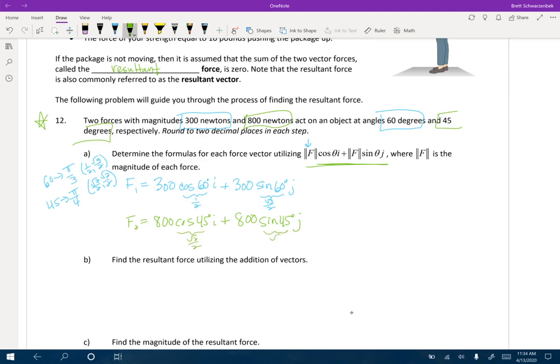All you have to do basically is do the math for this. So we're going to get 150i plus 150 root 3 j for our first value. And for our second value, in green, we're going to get the same value for both, 400 root 2, for both components.